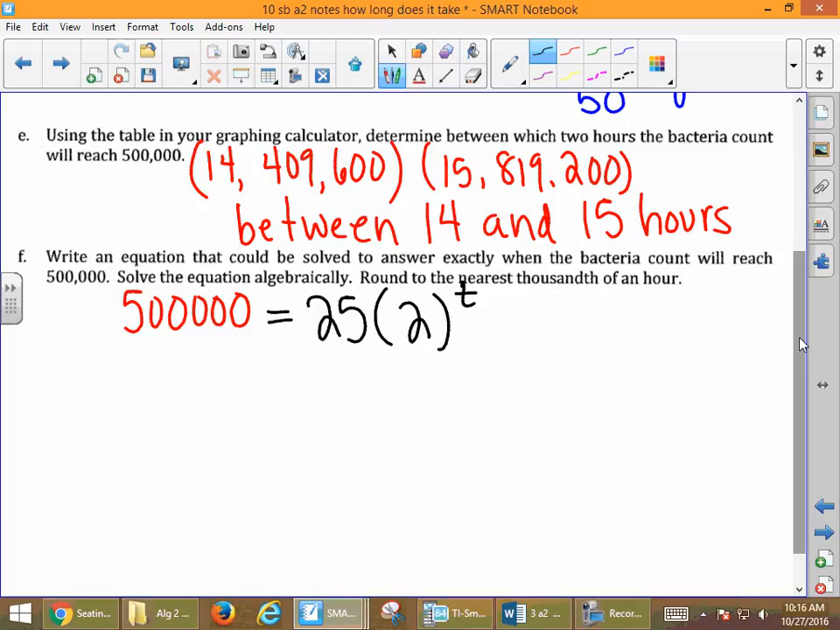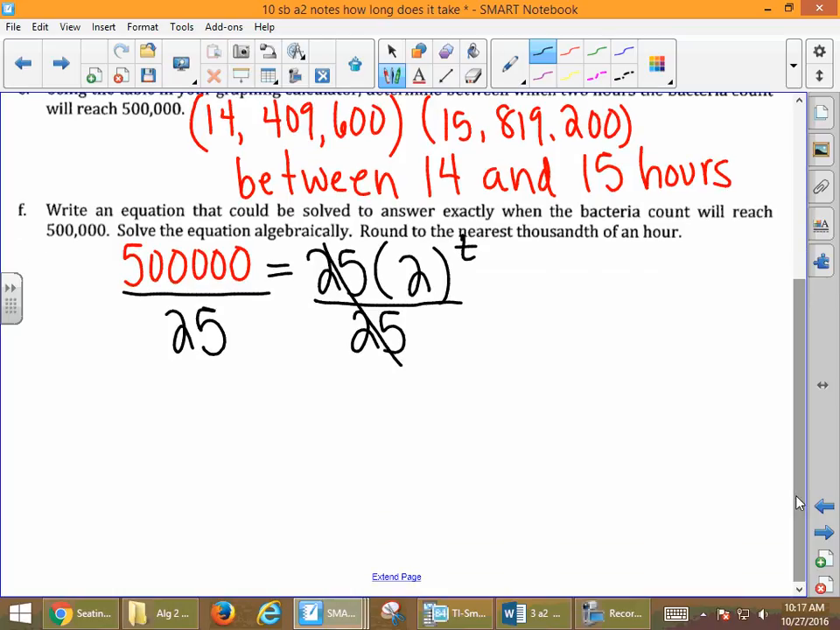And that's what we've spent our week on this week, is learning how to solve these. What's our first step on this one? Jordan? Let's divide both sides by 25. We need to isolate the variable, and moving that 25 to the other side is as much as we can do. 500,000 divided by 25 is 20,000 equals 2 to the t.